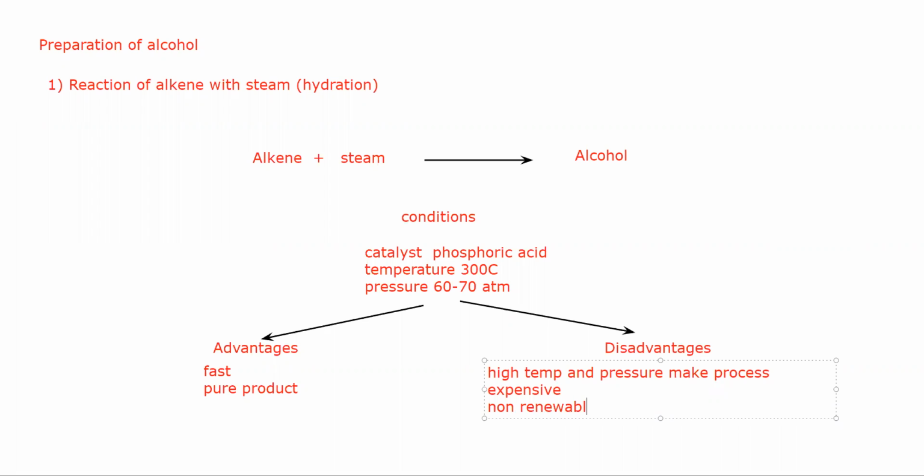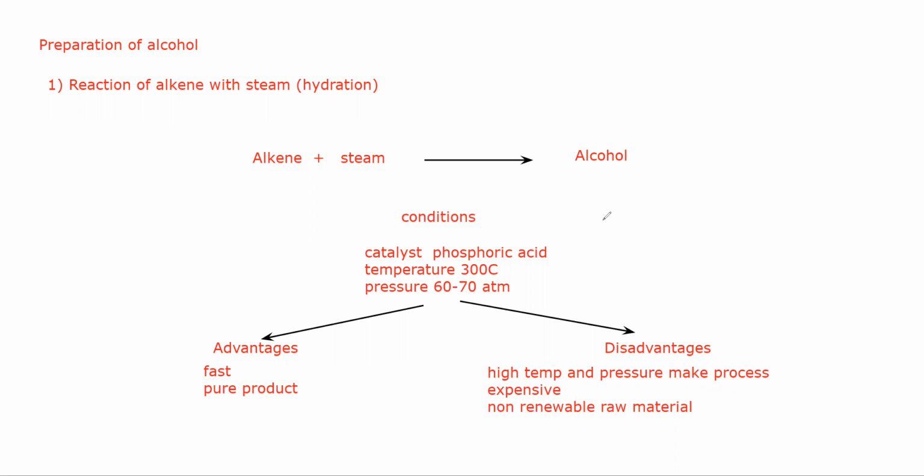It's a non-renewable source. What does non-renewable raw material mean? It means this: where do you get this alkene from? This alkene is actually made by cracking of alkane. And alkane is from fossil fuel, and fossil fuels are non-renewable. So these raw materials are non-renewable.